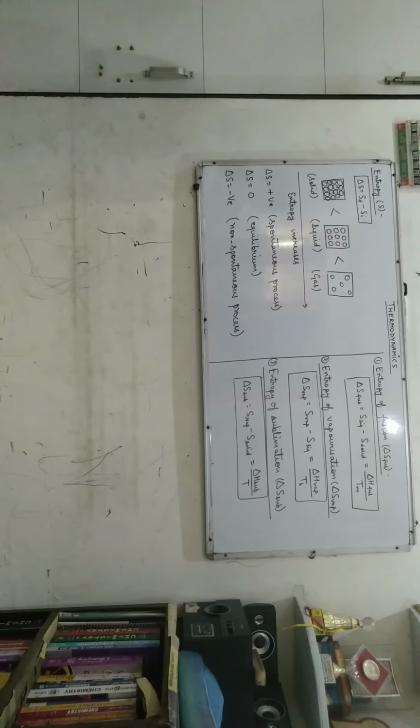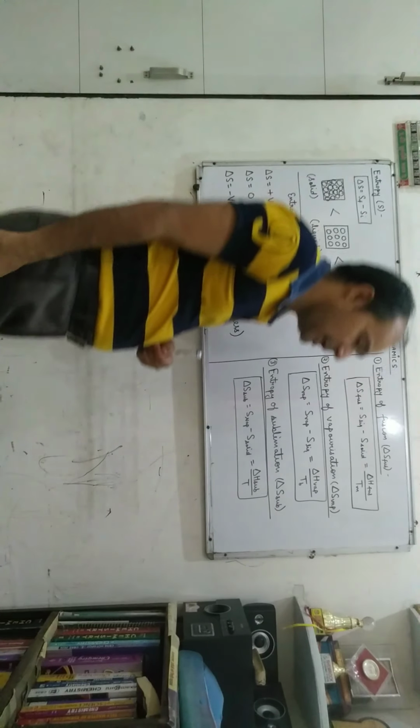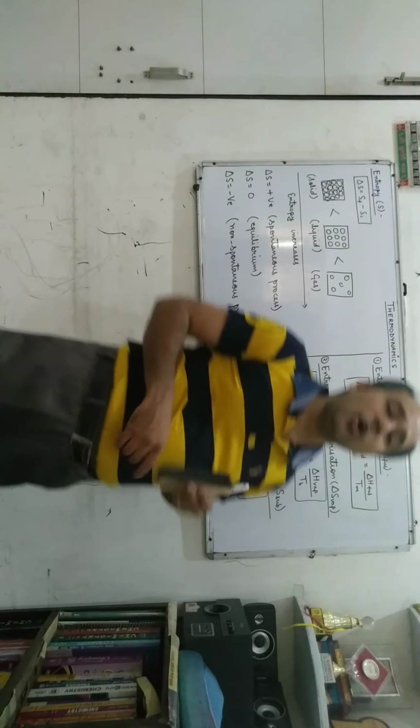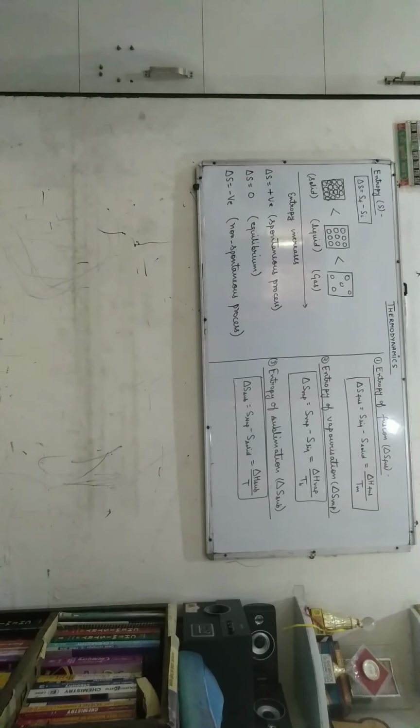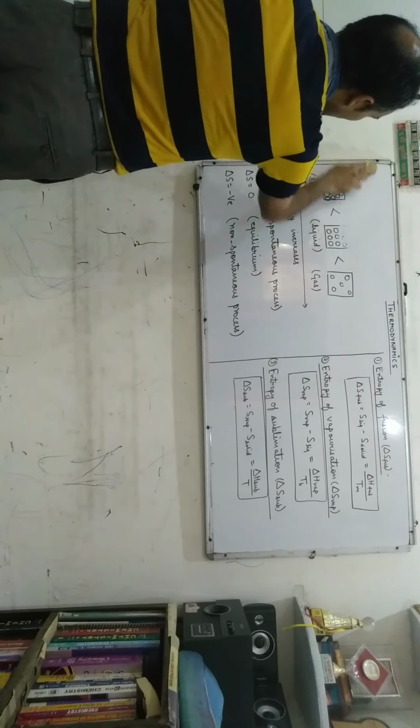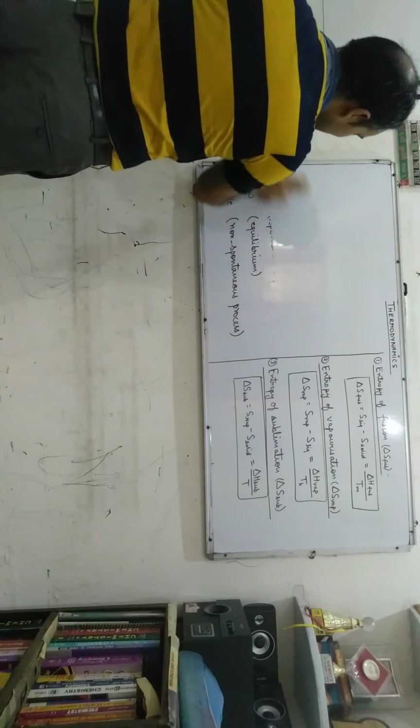Now let us discuss the second law of thermodynamics. According to the second law of thermodynamics, entropy of the universe is always increasing. I repeat again, the entropy of the universe is continuously increasing.